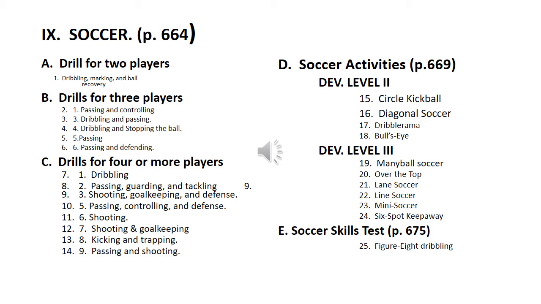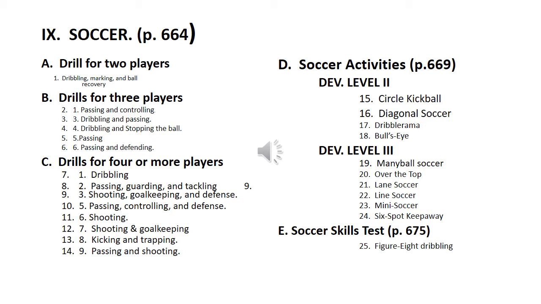I should change that. Drills for 3 players on page 665. Whoever picks number 2 will teach the first one under drills for 3 players, which is passing and controlling. This is the area where you need to look at it to make sure you're getting the right activity. Whoever's number 3 will teach number 3, dribbling and passing. And notice it says figure 27.9. So the diagram 27.9 is below number 4, but it actually applies to number 3. And so that diagram needs to be included in your typed activity.